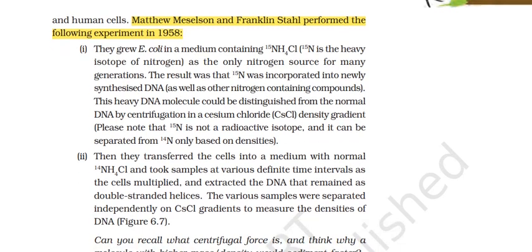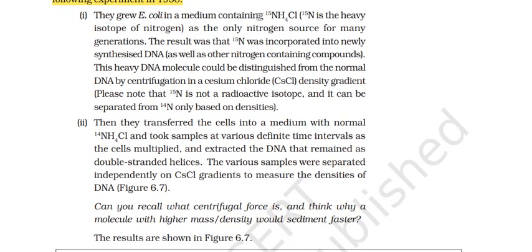coli in a medium containing ammonium chloride, इसका heavy isotope लिया nitrogen का, as the only nitrogen source for many generations. The result was that N15 was incorporated into newly synthesized DNA as well as other nitrogen containing compounds. This heavy DNA molecule could be distinguished from the normal DNA by centrifugation in a cesium chloride density gradient. Now it says that N15 is not a radioactive isotope. It can be separated from N14 only on the basis of densities.